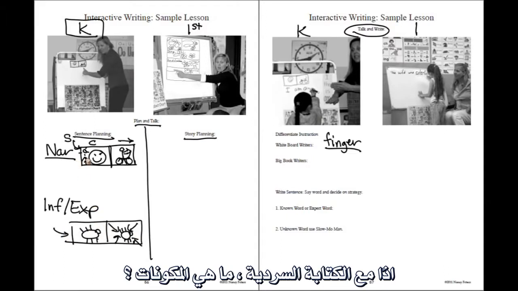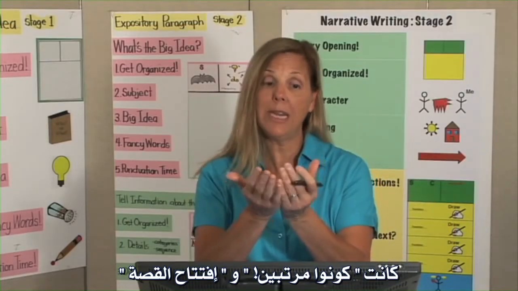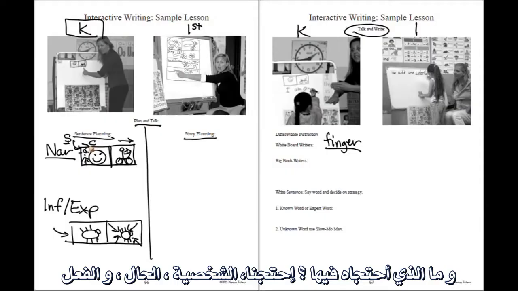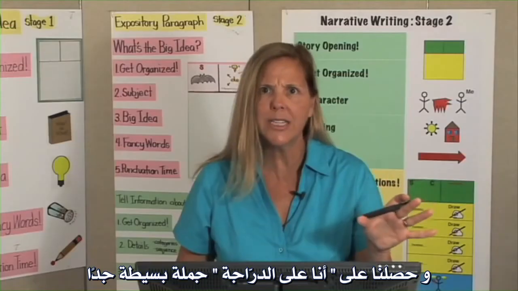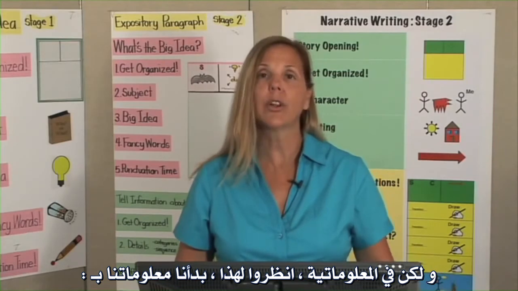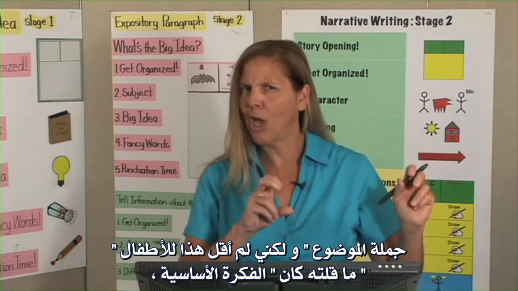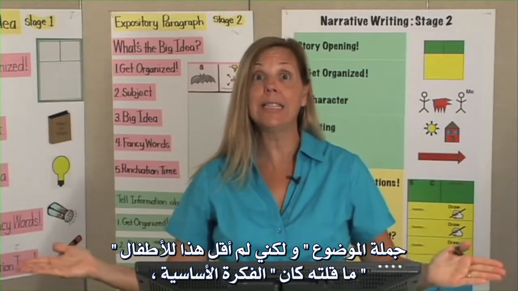When we went here to the narrative, what did we have? We were getting organized for our story opening. And what did we need there? We needed a setting, a character, and an action. So we had, I am on a bike. Very simple. For information, look at this. We started our information off with a topic sentence. I didn't say that to the kids. We just said big idea.